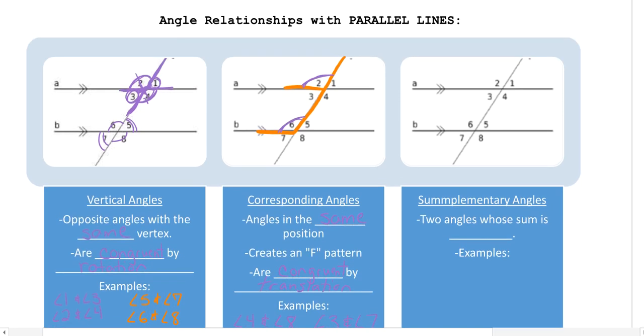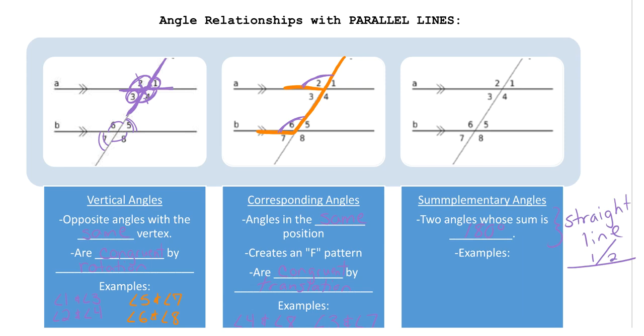Our third angle relationship is one that hopefully you've experienced or encountered before. It's supplementary angles. Supplementary angles are two angles whose sum is 180 degrees. So two angles that you put together equal 180 degrees, and they look like a straight line. So angle 1 and angle 2 would be what supplementary angles look like.